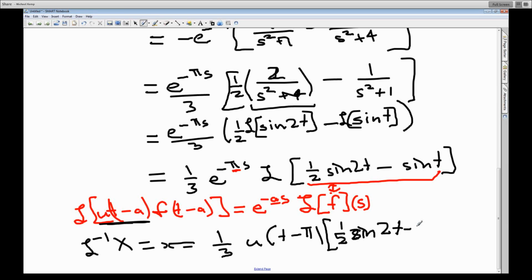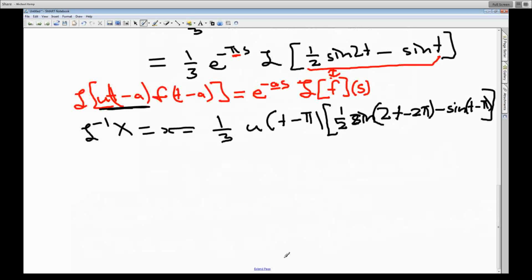And if you expand it, 2t minus 2 pi, as a matter of fact. And then same with minus sine. So writing the sine t, I'm writing down t minus pi. And that's the answer. It's really worthwhile simplifying it down a bit. So let's give it a go at that.